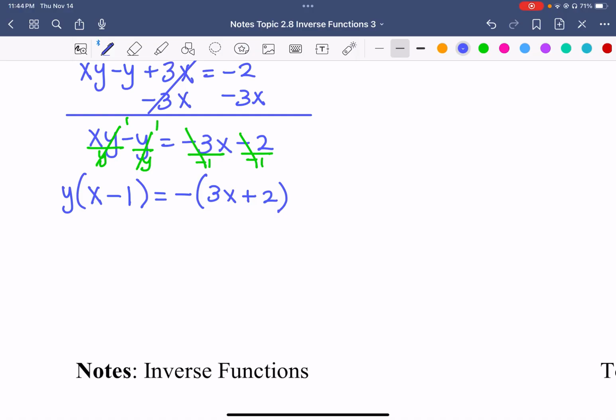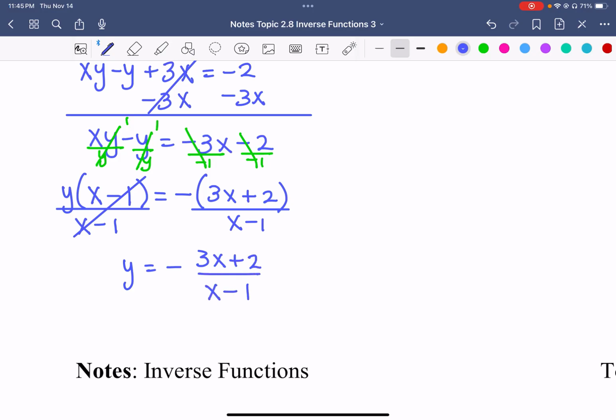All right, step 5 is divide both sides by the terms remaining on the left side. So on the left side, I have x minus 1. Okay, so then these cancel out, and we have y equals negative 3x. You don't have to keep the parentheses anymore. 3x plus 2 over x minus 1.